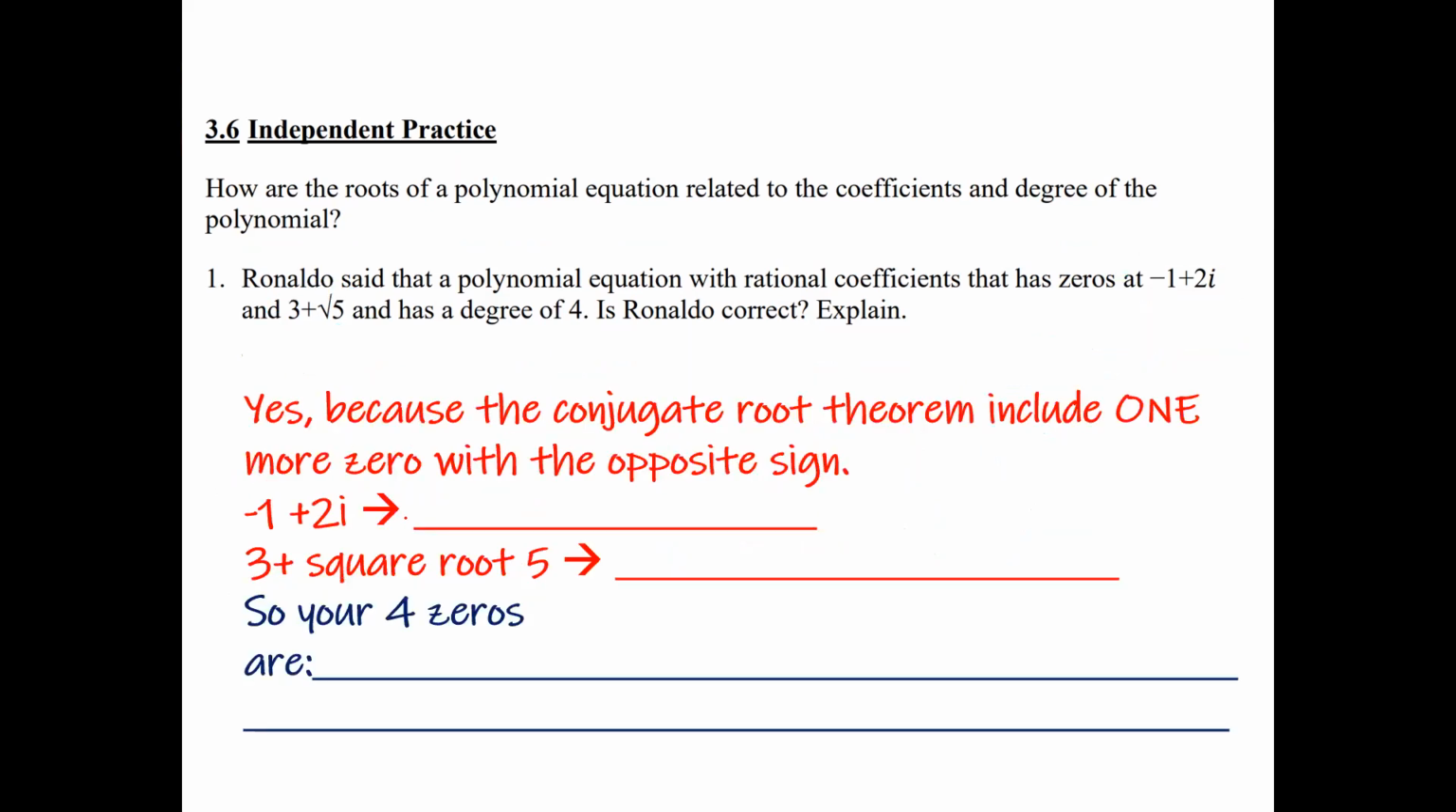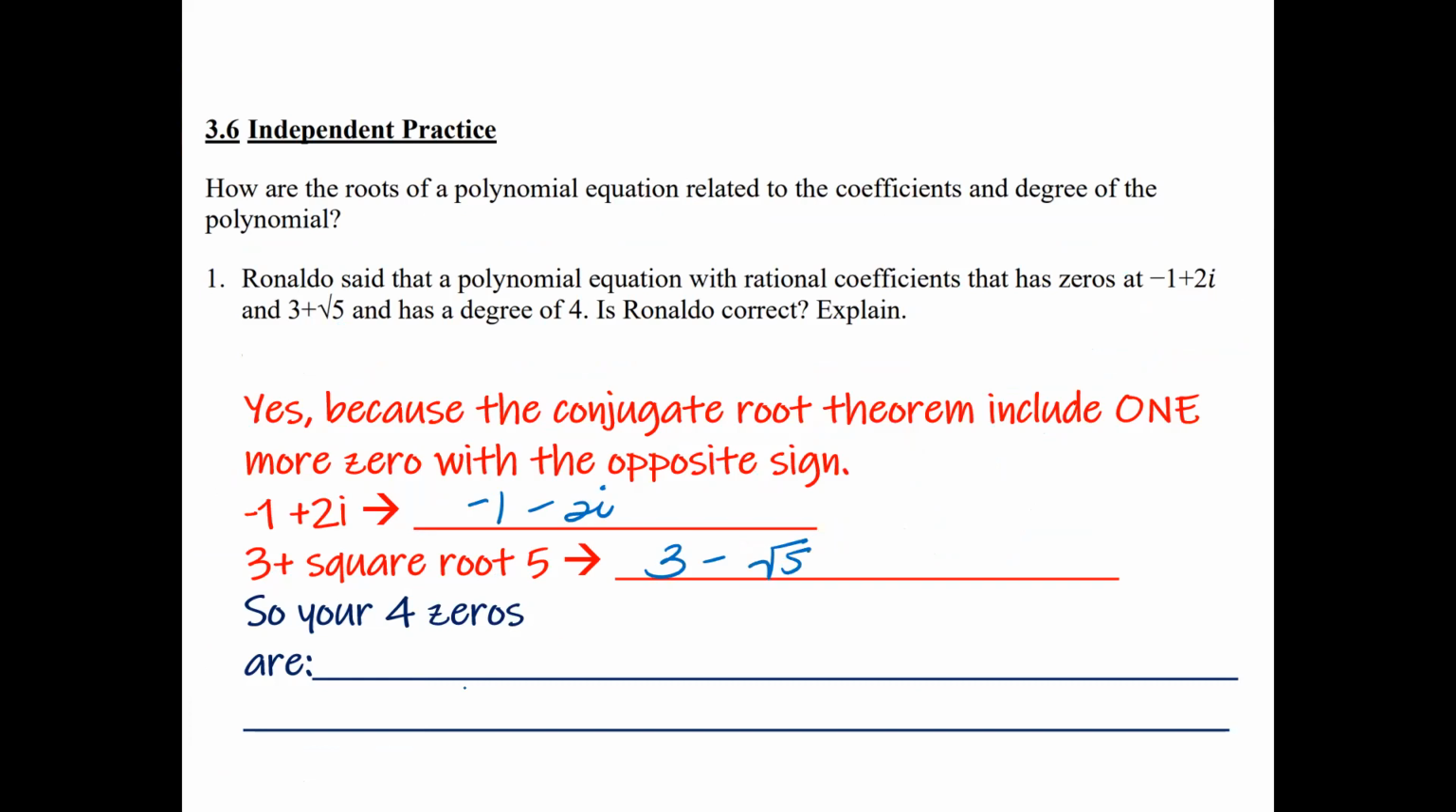Okay, so in a way that you can say this, or if you were to reword it, you could say yes, because the conjugate root theorem includes one more 0 with the opposite sign. So -1 plus 2i becomes -1 minus 2i. And then 3 plus the square root of 5 is going to be 3 minus the square root of 5.